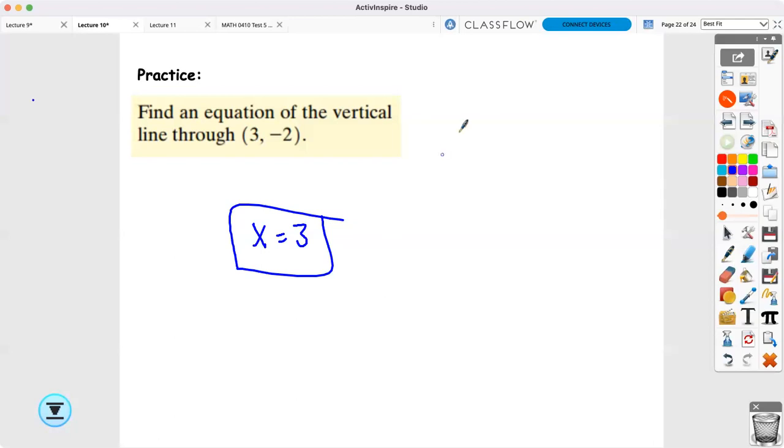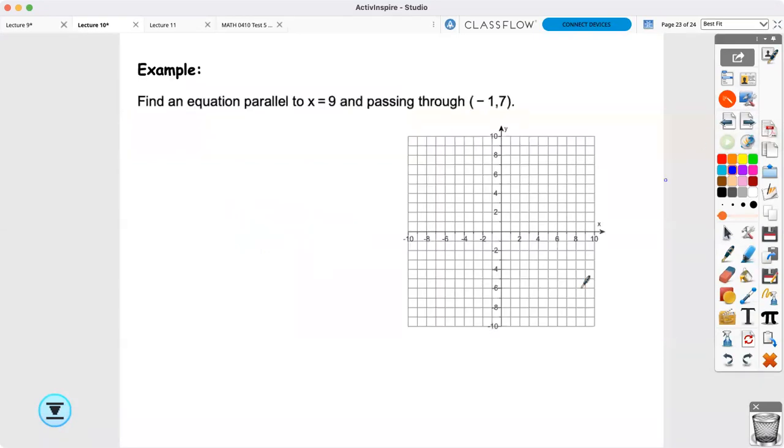All right. Any questions on this one, guys? Let's go ahead and finish off strong. Last example. Find an equation parallel to x equals 9 and passing through -1, 7. I'll give you about a minute to set this up in your notebook before I follow through.